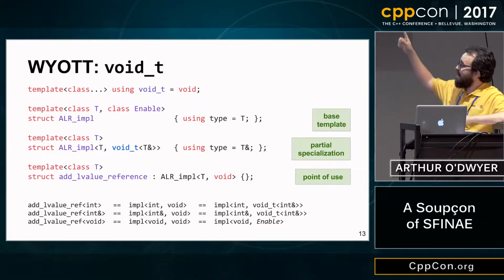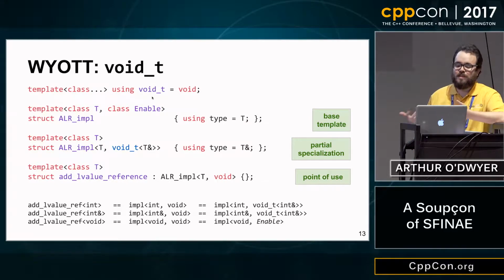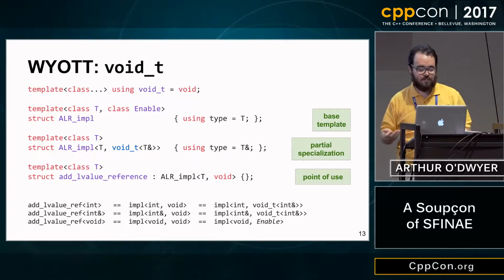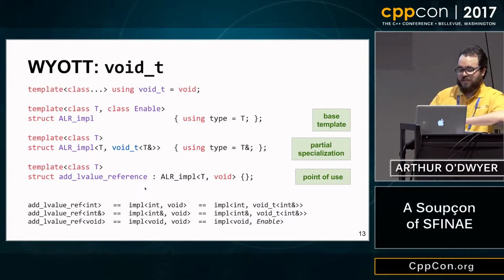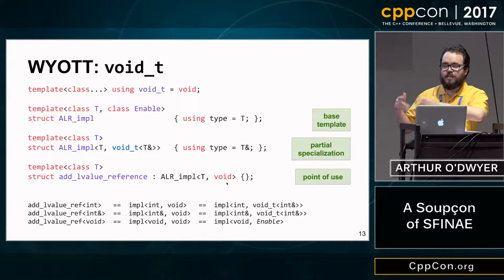So up at the top of this slide, this is new in 17. But you can write it yourself, and it looks just like this. There is no code omitted here. Void_t is just a class template that takes any number of types, and it is an alias for void. So now what I've got here is add L value reference is ALR impl of T comma void. So now I've taken my remove reference T of T and I've replaced it with just void.